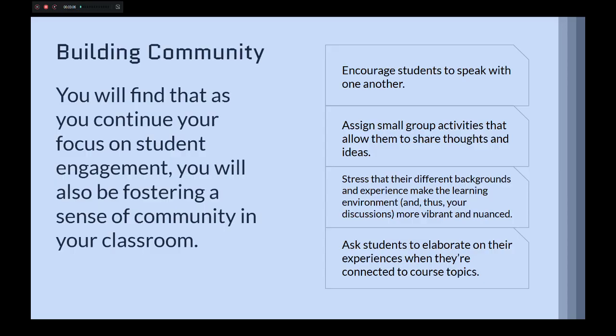Next is stress that their different backgrounds and experiences make the learning environment and thus your discussions more vibrant and nuanced. So, for example, when I'm teaching argument and I have students from very different backgrounds or very different views and they're butting heads, I stress the importance of that and how that is connected to our conversations about dialogue and about research being used to support the points that we are making. I'm not getting in there with the assumption that I'm going to get them on the same page. That's probably not going to happen.